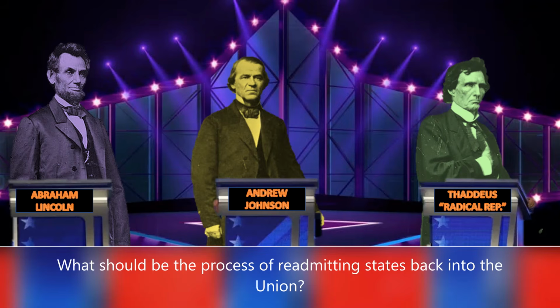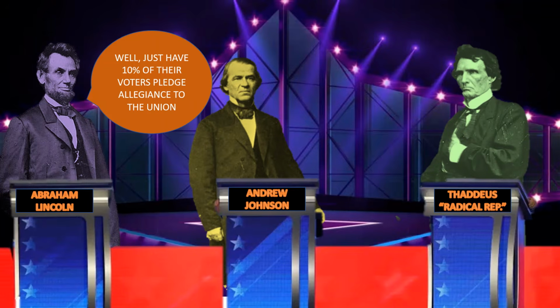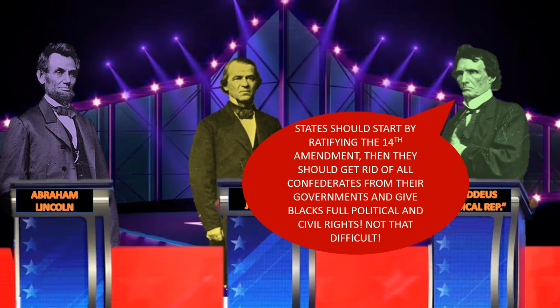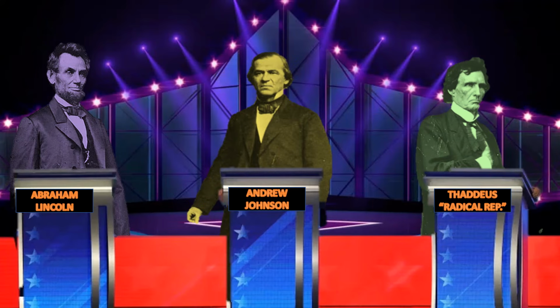Next question. What should be the process of readmitting states back into the Union? We'll just have 10% of their voters pledge allegiance to the Union. That's enough. Just swear allegiance to the Union, write a state constitution, and form a government. That's it. States should start by ratifying the 14th Amendment. Then they should get rid of all the Confederates from their governments and give blacks full political and civil rights. It's not that difficult.